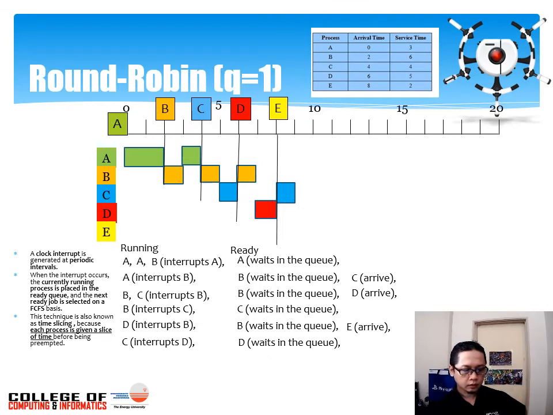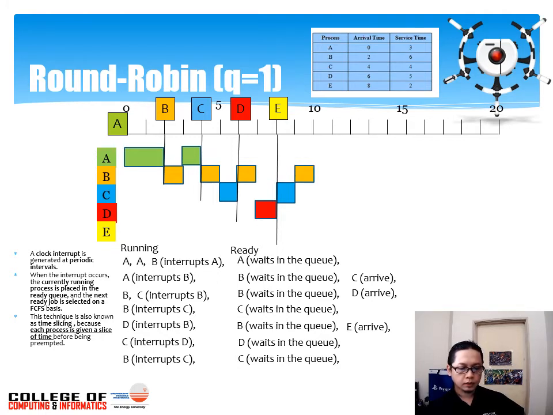So now C interrupts D, D waits in the queue, and after that, who will be interrupted during C's execution? Who has not yet interrupted anything? So you need to cross out any process that was interrupting another process later on. After C interrupts D, D waits in the queue. Next is B interrupts C. Okay, C waits in the queue.